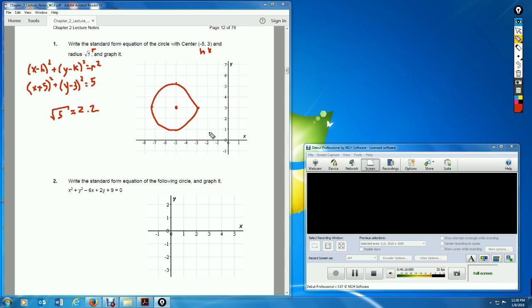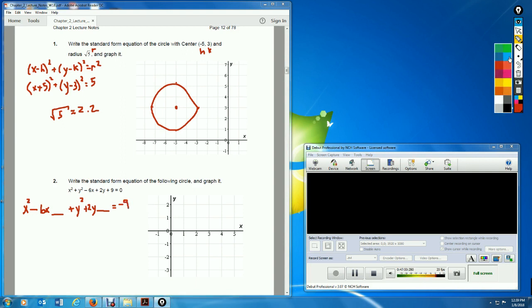All right, number 2, we've got the general form, and we need to transform it into standard form so that we can read the center and the radius. All right, so kind of like we did before, we're going to group the x terms, x squared minus 6x, and then I'm going to leave some space, and then plus y squared plus 2y, and then I'm going to leave some space, and then I'm going to move the constants, or constant in this case, to the other side. Subtract 9 from both sides, so it would be -9.